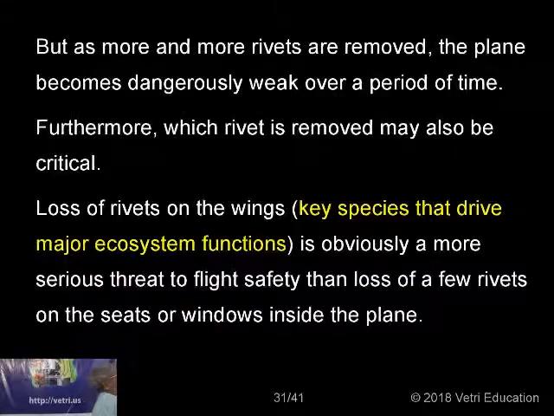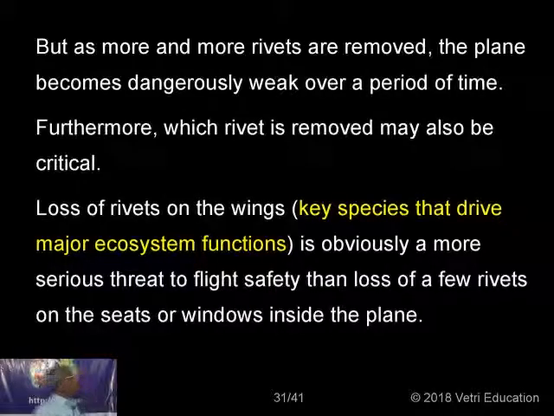But what happens afterwards? As more and more rivets are removed from the plane, the plane becomes dangerously weak over a period of time. Furthermore, which rivet is removed may also be critical. Loss of rivets on the wings, a key species that drive major ecosystem functions, is obviously a more serious threat to the flight safety than loss of a few rivets on the seats or the windows inside the plane.